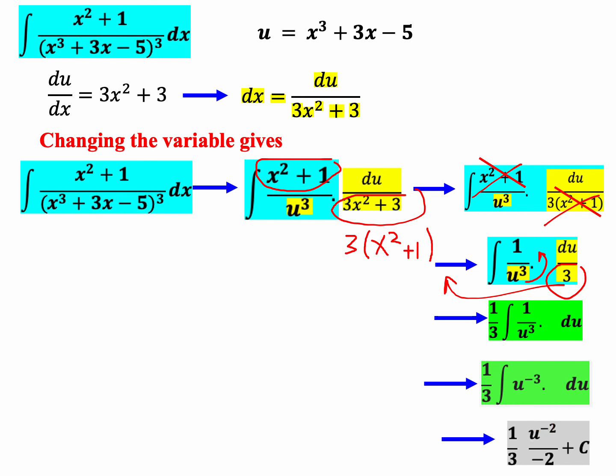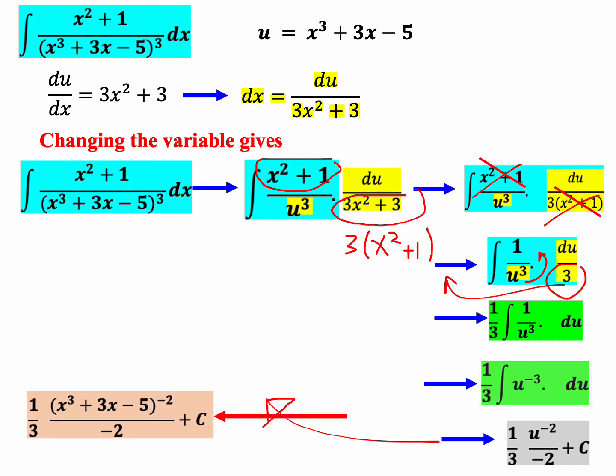But this integration is in terms of u. We need to get back the original variable, which is x cubed plus 3x minus 5. So we return to the original integration this way. Just remove u and put what was its variable.